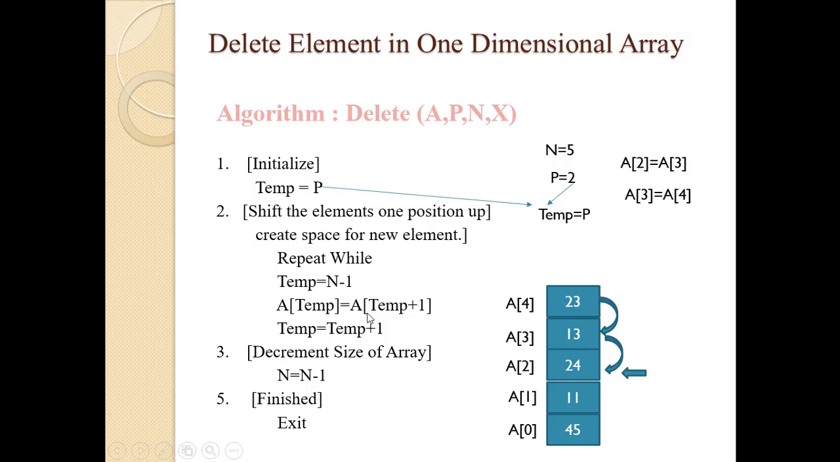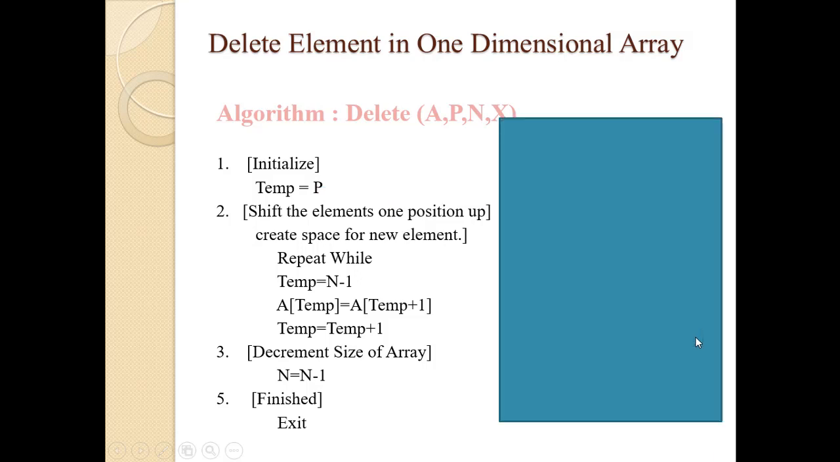Now here again temp is equal to temp plus 1. Temp was 3, so 3 becomes 4. Our condition is temp is equal to n minus 1, so this condition will be complete. Now our loop will be stopped. Then the next step is to decrement the size of the array. Why do we decrement our size? Because the last cell will become empty. So n is equal to n minus 1. Then our new array is 45, 11, 13 and 23.